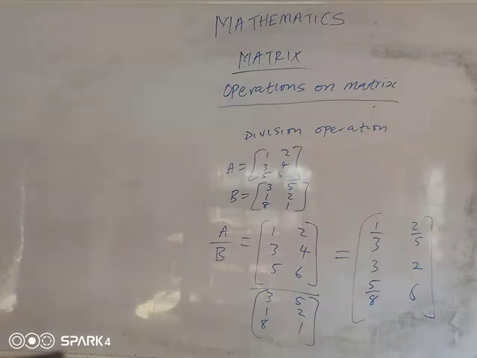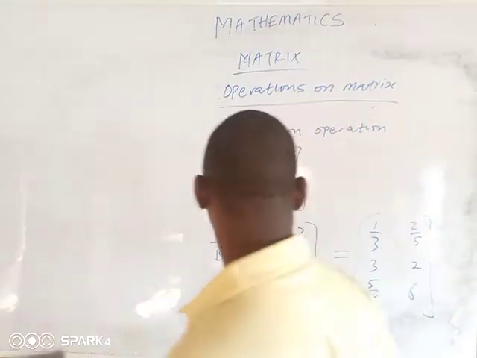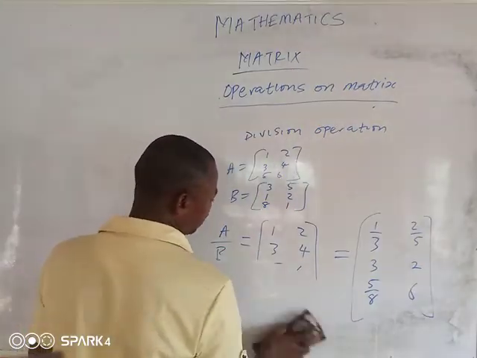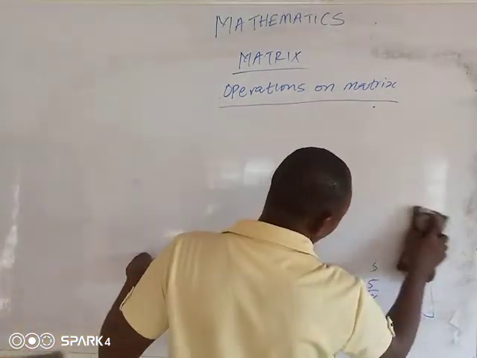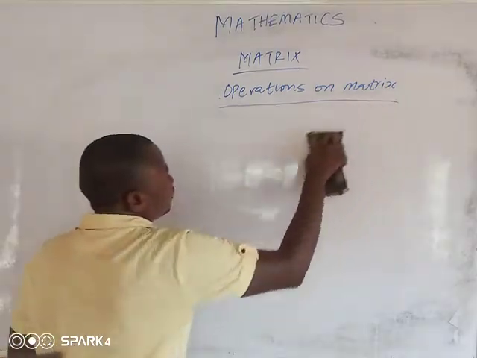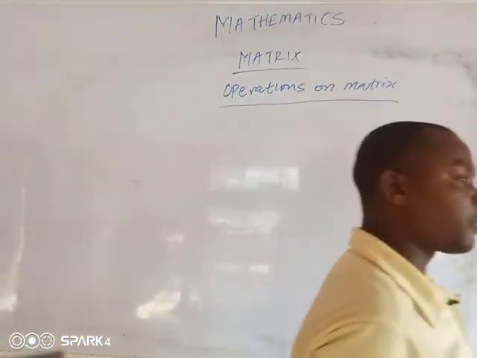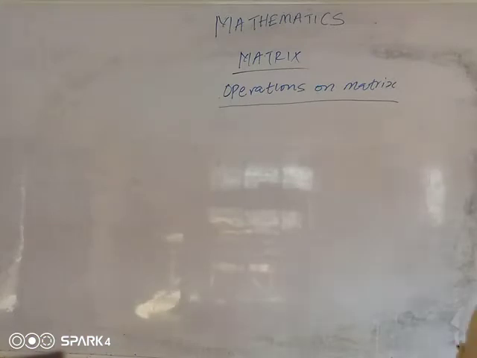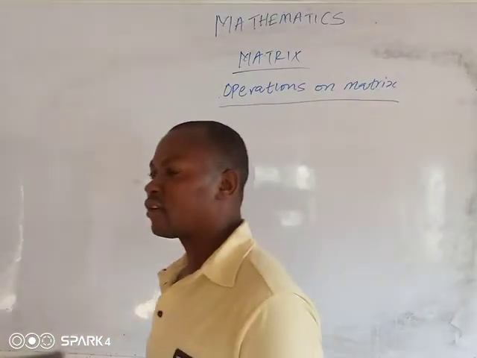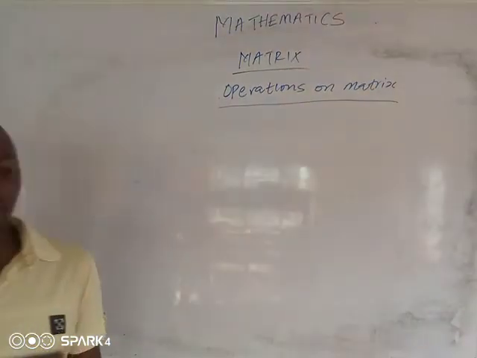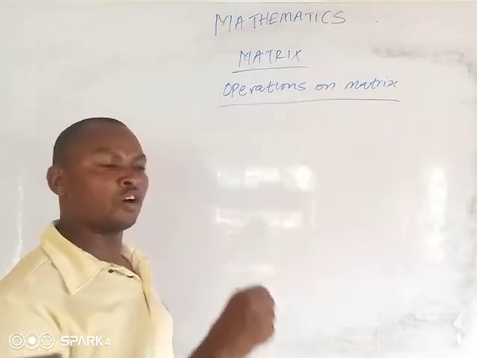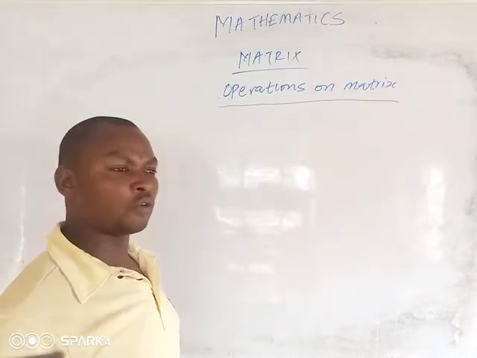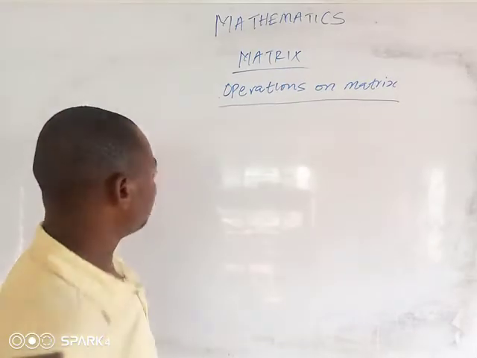So we also have the multiplication operation. All these can be handled with a calculator. A calculator can easily do that. So in the multiplication operation, we use the row of A to multiply each of the columns of B. That's why we have matrix A and B. So we use the row of A to multiply each of the columns of B. What do you mean by that?